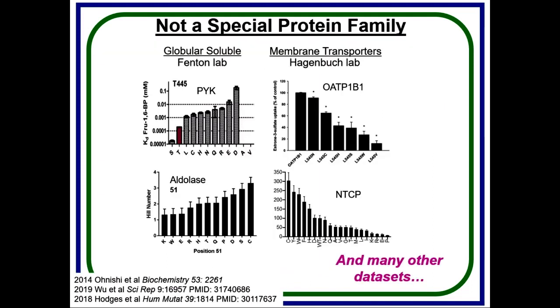We've also been able to see that this is not a special protein family. We've worked with the Fenton lab at KU Med to show at least 2 globular soluble proteins have rheostat positions. And we worked with the Hagenbuch lab to show the existence of rheostat positions in membrane transport proteins. And there are many other data sets that have come out in the past few years, which when we examine, we find that there are rheostat positions.